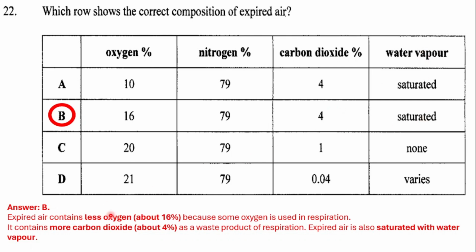Expired air contains less oxygen, about 16%, because some oxygen is used in respiration. So you're going to be using some oxygen in respiration. It contains more carbon dioxide, about 4%, as a waste product of respiration. And expired air is also saturated with water vapor. So the correct answer is definitely going to be B.